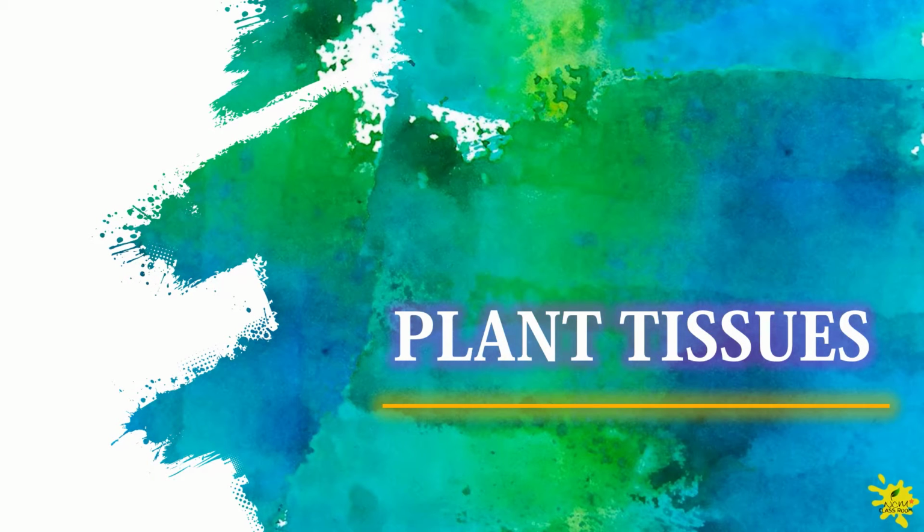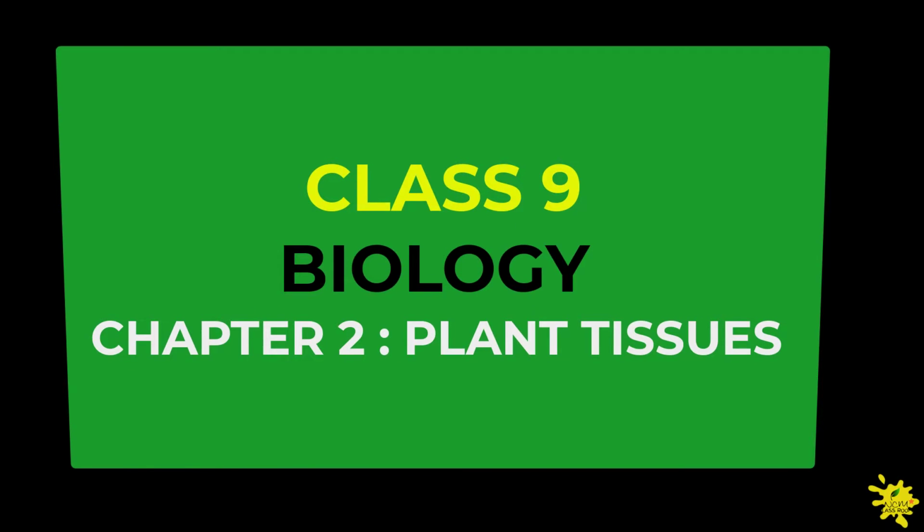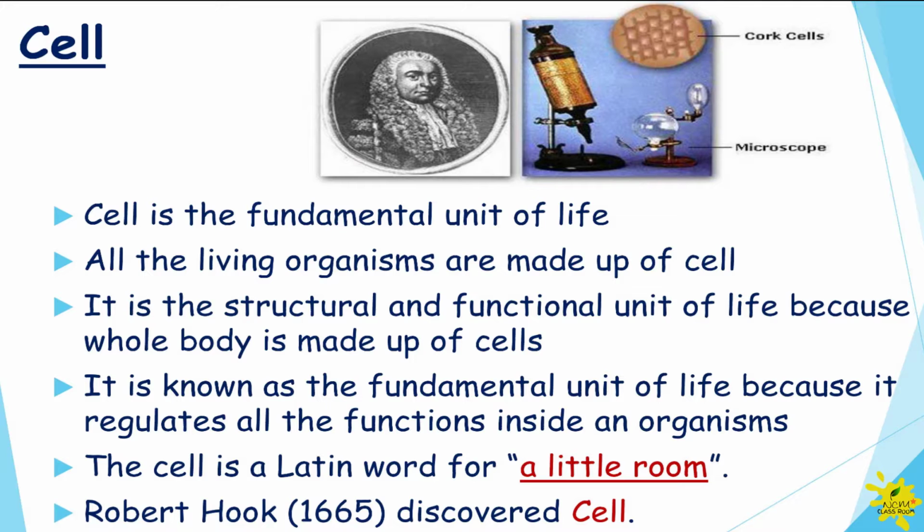The topic is plant tissues, from Class 9 Biology Chapter 2, Plant Tissues. As we know, the cell is the fundamental unit of life. All living organisms are made up of cells. It is the structural and functional unit of life because the whole body is made up of cells. It is known as the fundamental unit of life because it regulates all the functions inside an organism.